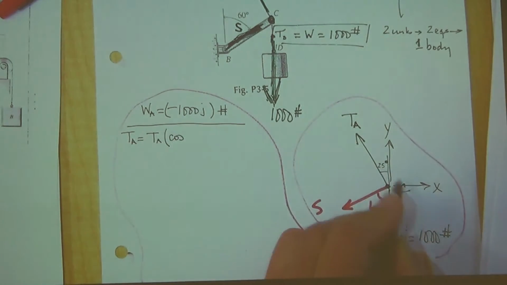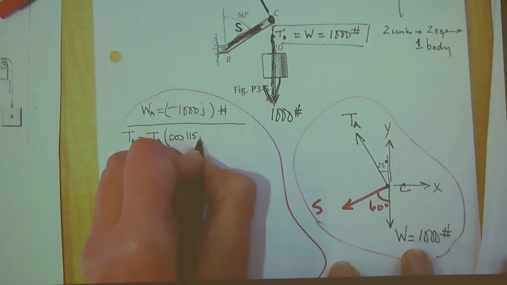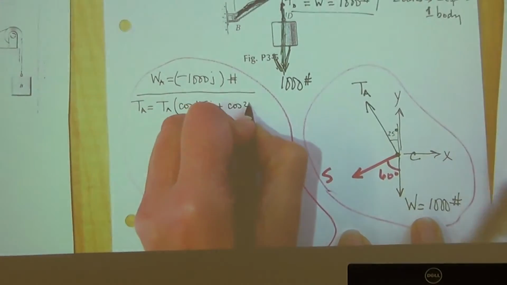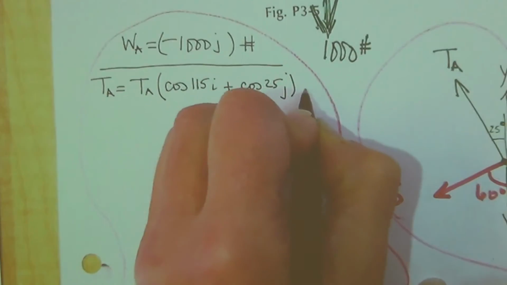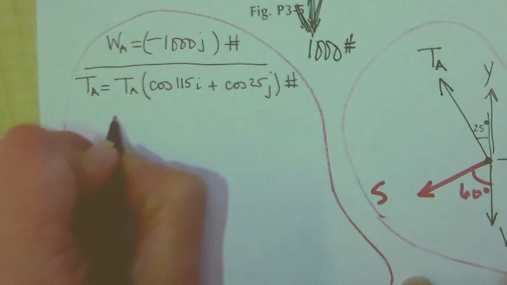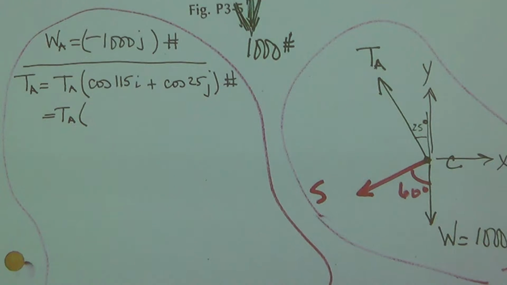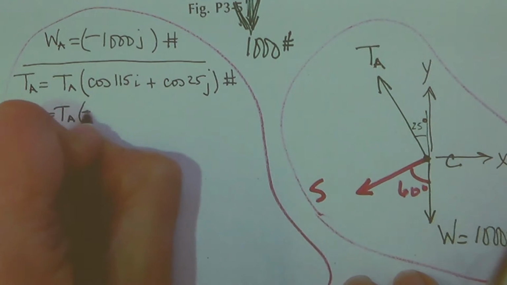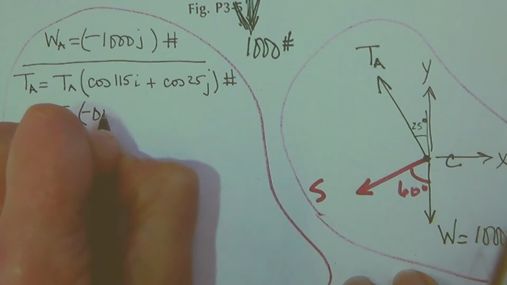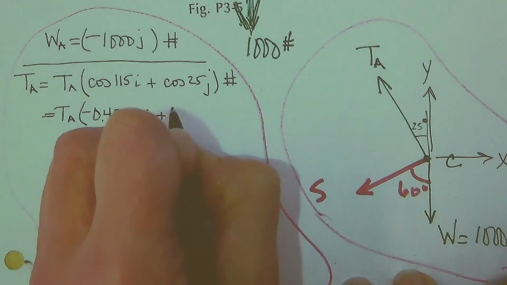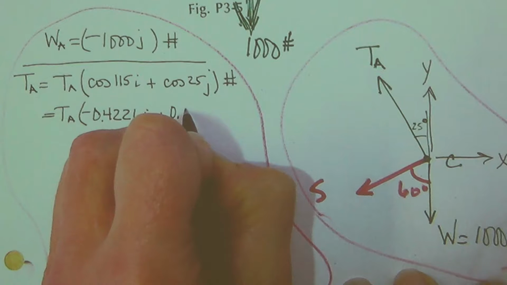Cosine, what's theta x? 115. 115 i plus cosine of 25 j, and we know the units are going to be pounds. So TA times, what's cosine of 115? Negative 0.4226 i. Plus, what's the cosine of 25? 0.9063.